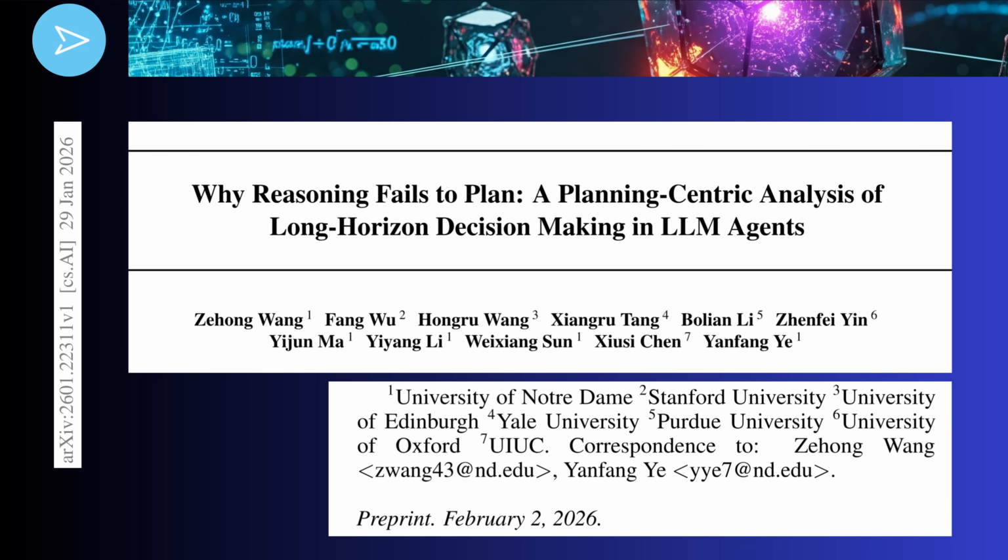This is by University of Notre Dame, Stanford University, University of Edinburgh, Yale University, Purdue University, University of Oxford. Why reasoning fails to plan. A planning-centric analysis of long-horizon decision-making in our LLM agents. And don't say, hey, this has kind of a negative touch to it. We learn from mistakes. Whenever you see that our LLM agents fail on a particular topic, we look at this to understand how we can improve their models, how we can make it better.